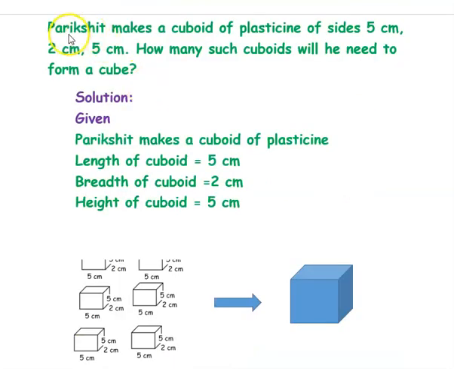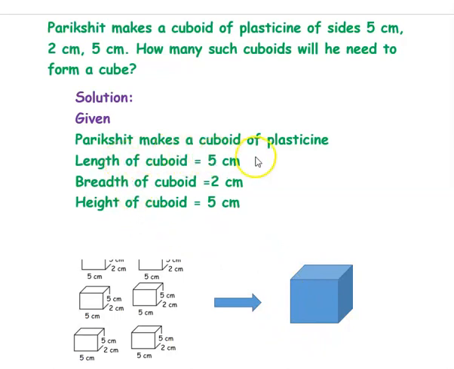The next example given is: Parikshit makes a cuboid of plasticine of sides 5 cm, 2 cm and 5 cm. How many such cuboids will he need to form a cube? It's the same as our previous example. So it's a cuboid given. One is length, another is breadth and the other is height. So we need to find how many such cuboids he needs to form a cube. So cube means we need a perfect cube number.